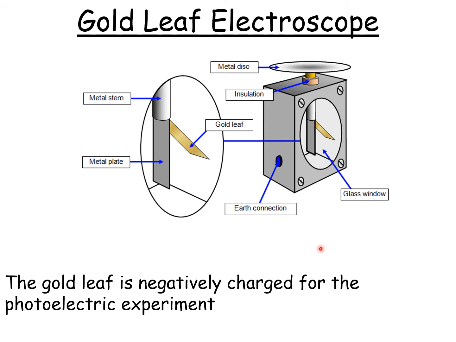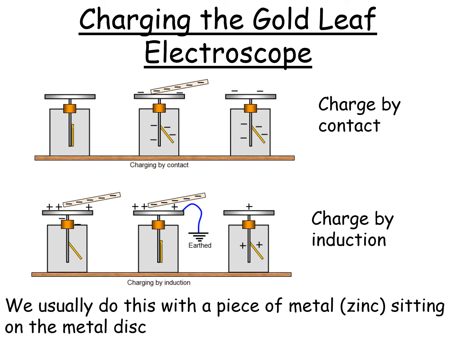And in this photoelectric experiment, we charge the gold leaf with negative charge. Okay? Now, how do we do that? There's actually two ways you can charge a gold leaf electroscope, by contact or by induction. If we charge it by contact, then to begin with, the gold leaf electroscope is neutral. So notice the gold leaf is lying vertically flat. We then put a negatively charged conductor onto the surface of the plate here, and that means the charge will pass onto the gold leaf.